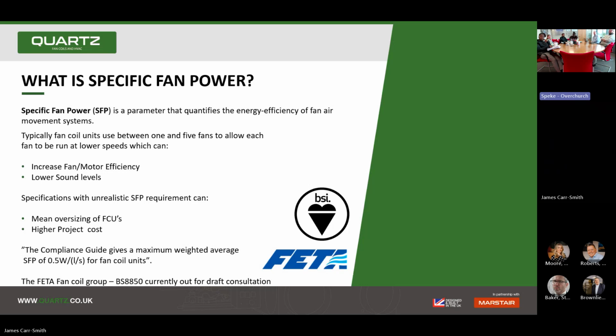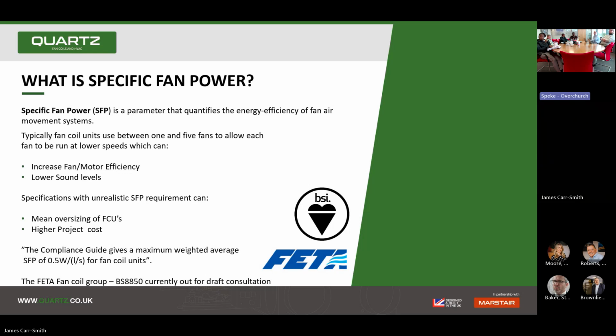All fan manufacturers will design their fans with a sweet spot in mind where it is particularly the most efficient, and it isn't usually at the bottom. Right at the bottom end, you tend to find most fan curves are more like a hockey stick, because you need a particular amount of energy just to get the fan moving. So at a really low airflow the SFP can actually be quite high, but as you ramp that fan up towards its sweet spot, that's where you get the best efficiencies. Again, unrealistic SFPs can mean oversizing of FCUs, which is obviously a higher project cost.